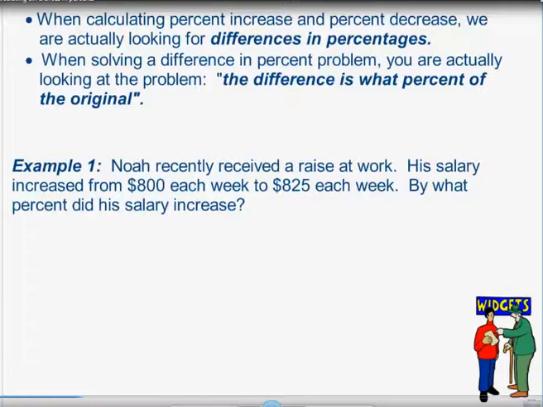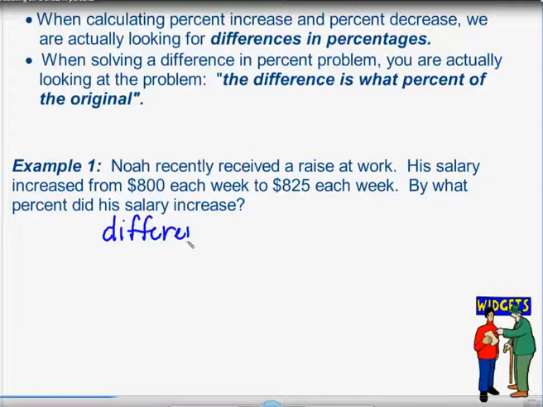In the first example, Noah recently received a raise at work. His salary increased from $800 each week to $825 each week. By what percent did his salary increase? In order to solve this problem, we are really asking the difference is what percent of the original.